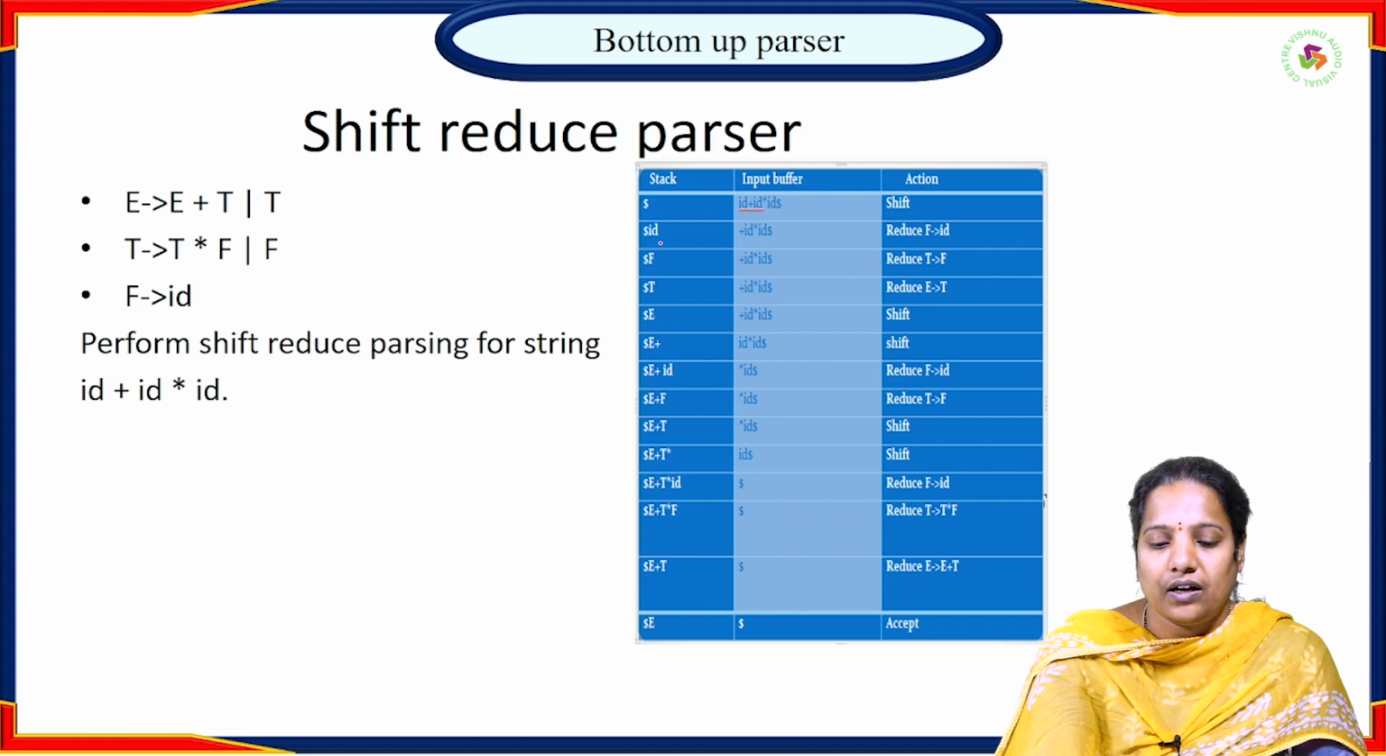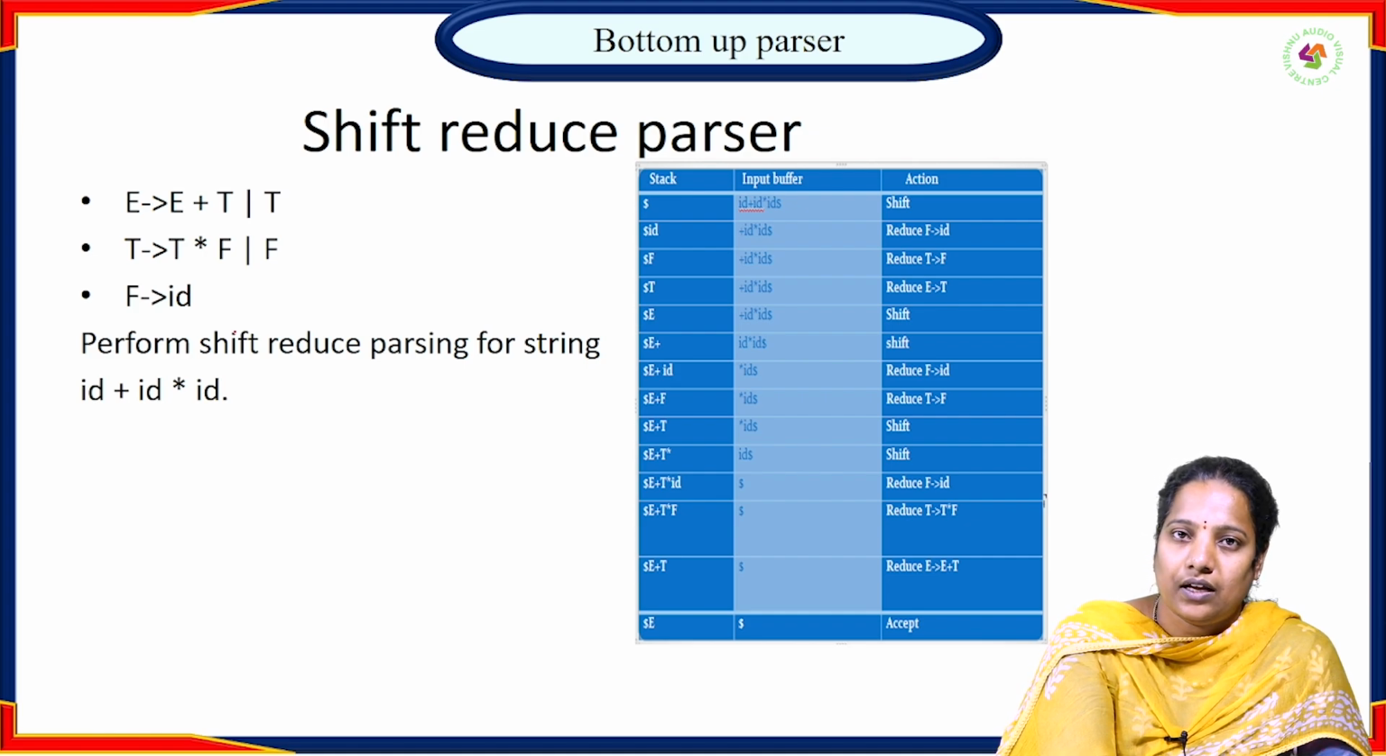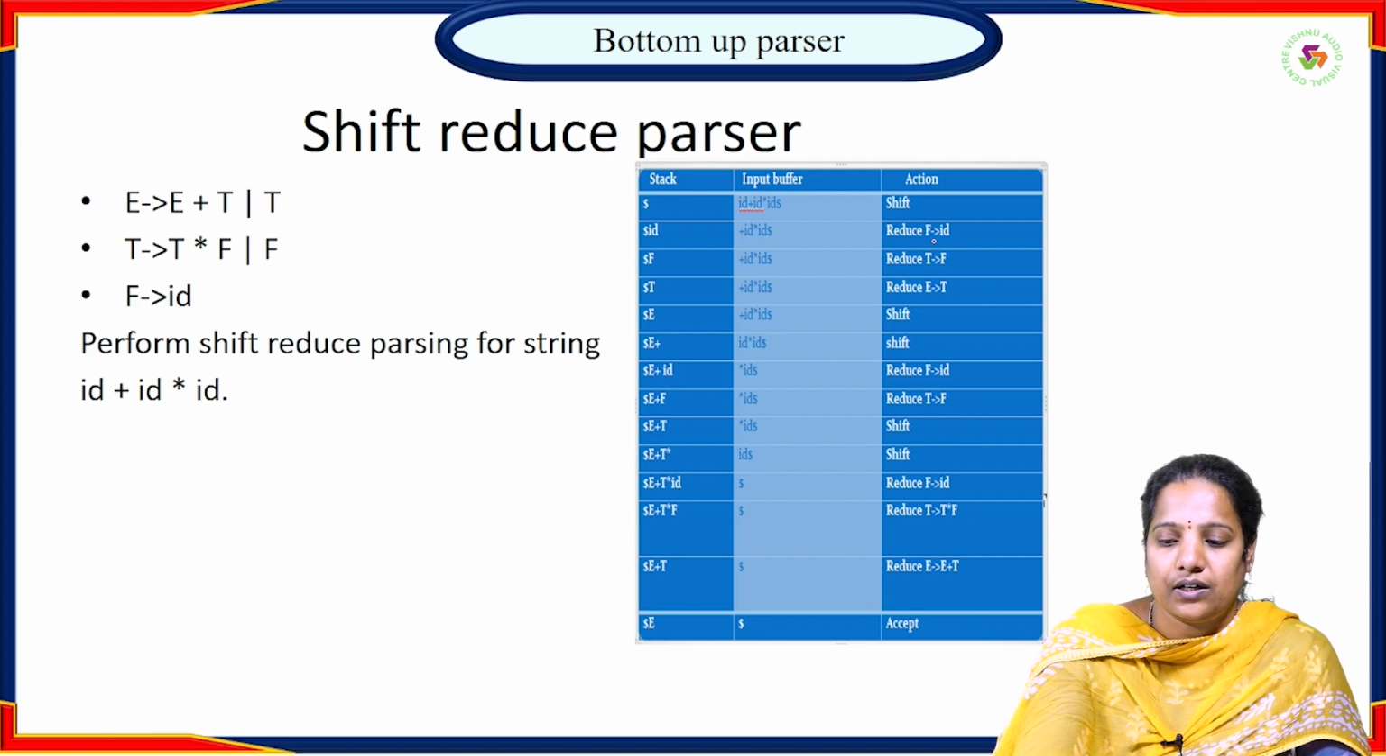Whenever we shift ID onto the stack, we can find a handle on top of the stack, that is ID, because we have a production F tends to ID. ID is a handle. Then the handle will be reduced by the left hand side non-terminal F. Reduce F tends to ID. Then ID will be popped from the stack and the left hand side non-terminal will be pushed onto the stack.